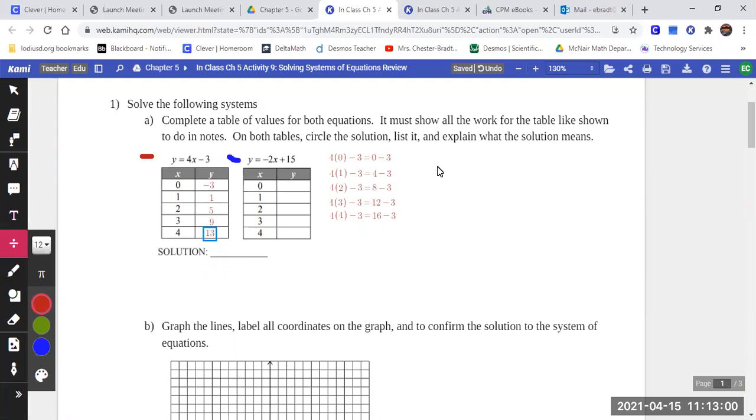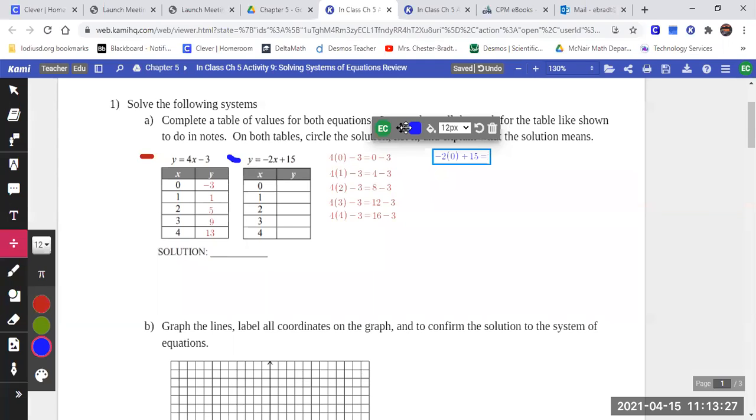So we finished up the first table because we took its equation, we plugged in the x's, we solved the math. We now need to go to the second table. Okay, second equation, -2 times the x. So what x are we looking at first? 0. And then it says add 15 to it, right?